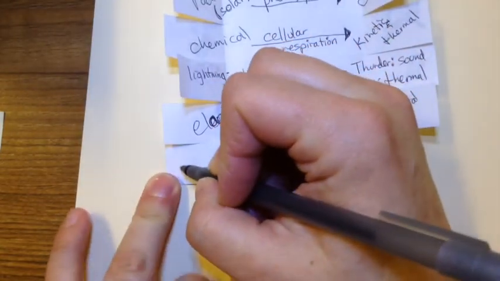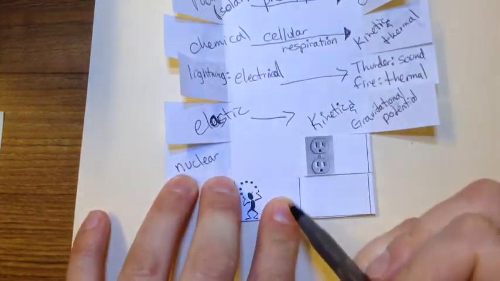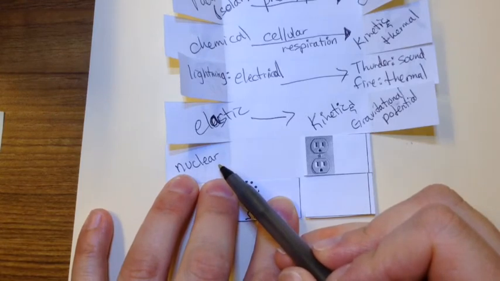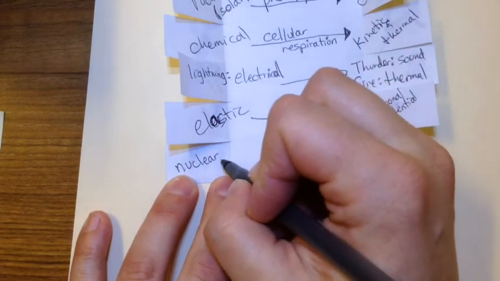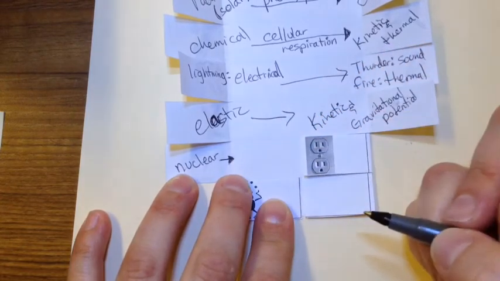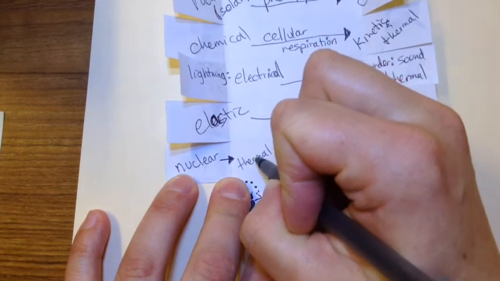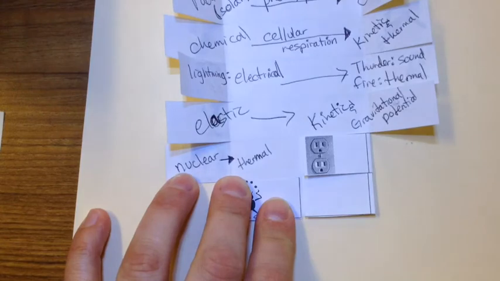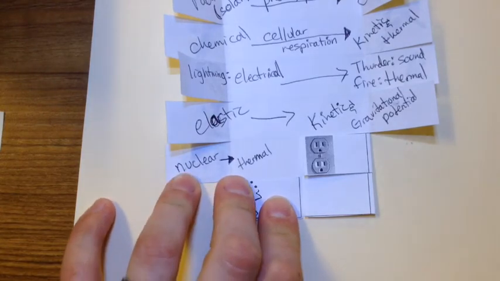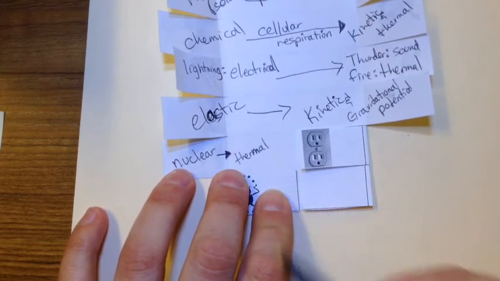Nuclear. All right, now, this one has multiple transformations in it, so follow along, write small. We start off with nuclear energy. The first thing it does is it produces heat. So we get thermal energy. That heat is used in the power plant to heat water. That water, in the original versions of these power plants, produces steam. That steam would rise and turn a turbine.